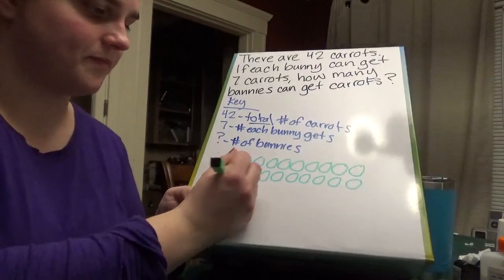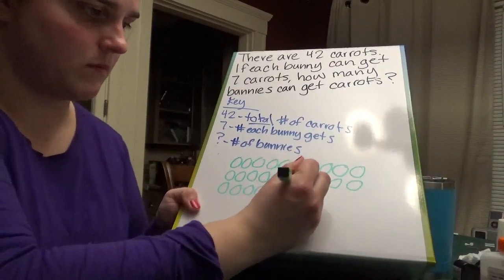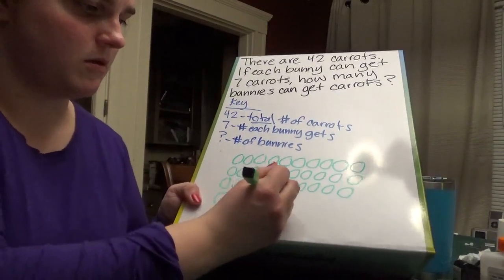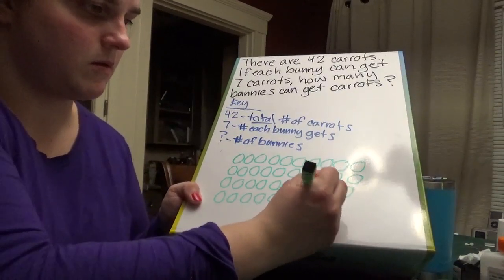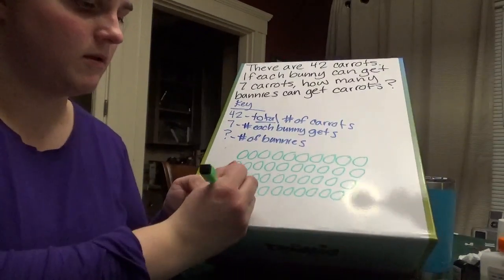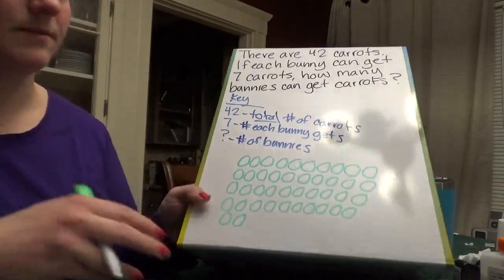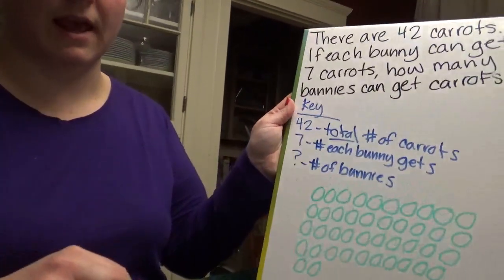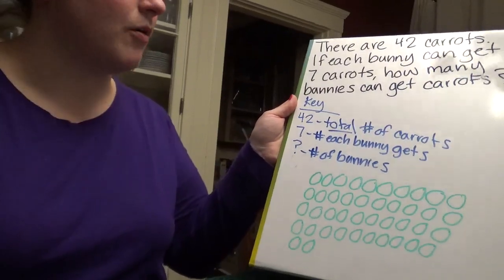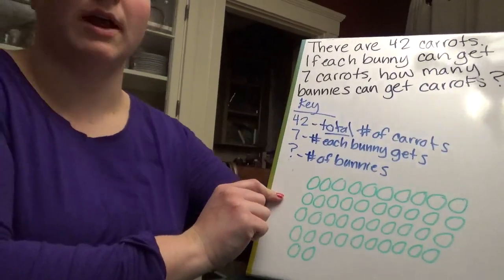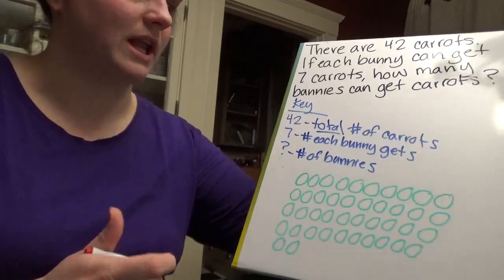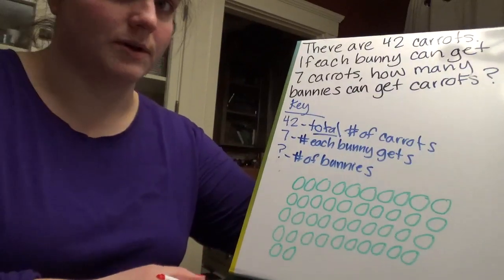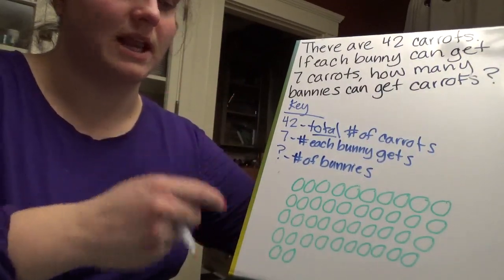So here's 20, 30, 42. Awesome. This is going to be a little bit harder. I'm going to hold the board up, angle it like this so you can see it. So now, because I wrote out my total, I know I have 42 carrots. I know the number that each bunny gets, the number in each group. So I'm going to circle 7 because that represents the number that each bunny can get.